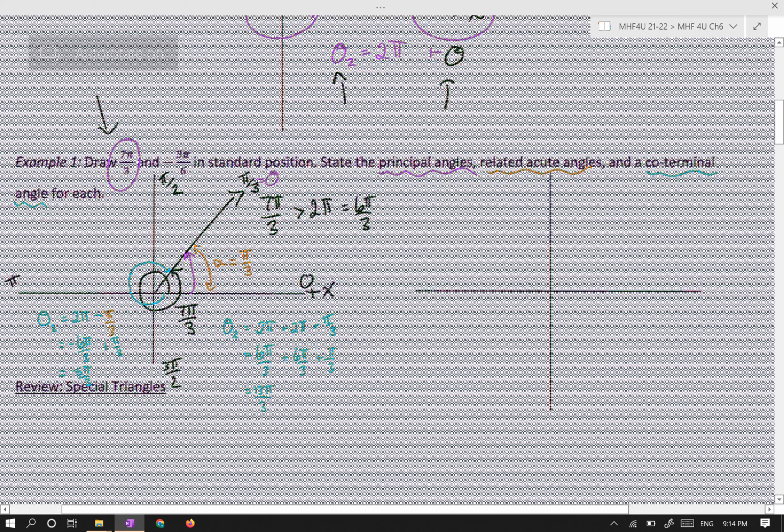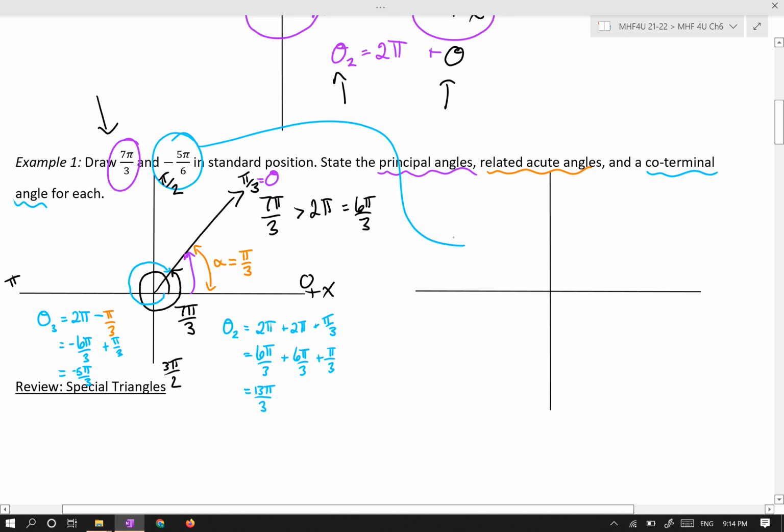You should be able to handle this. Try it out. Try sketching negative 5 pi over 6 over here. Try coming up with a principal angle, a related acute angle, and a coterminal angle for this. I'll say try it out. Pause the video, try it out, and then come back here. We'll take up a little bit of it.